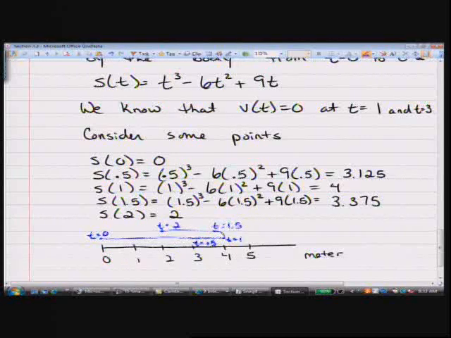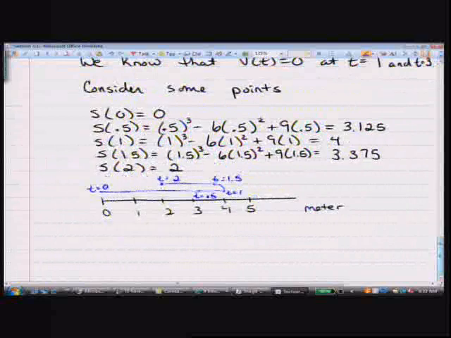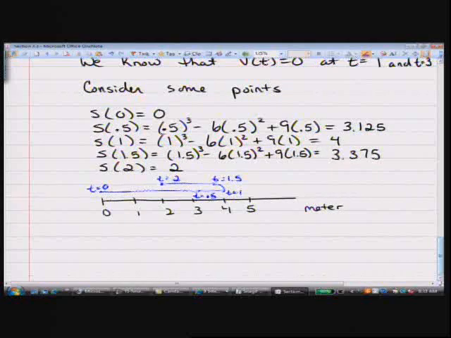So there is some backtracking. And we know that he doesn't actually go any further. He has to turn back around. How do we know he has to turn back around? Well, we can figure that out by looking at the velocity, whether it changes from positive to negative.